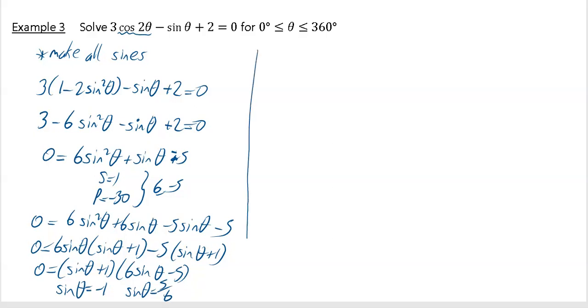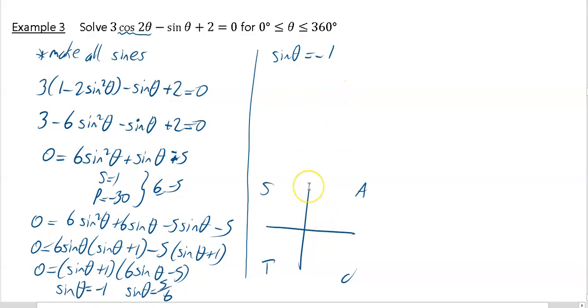Okay, we'll continue this on up here. First thing I had was sine theta is equal to minus 1. I'm going to do a CAST diagram down here because I'll have to do it later on for my other solution. Sine is equal to 1 at 90 degrees. So it's going to be equal to minus 1 in the opposite place, which is down here, which would be minus 90. But in our range, it's not going to be minus 90, it's going to be 270. So here, sine theta equals minus 1 means theta is equal to 270 degrees.